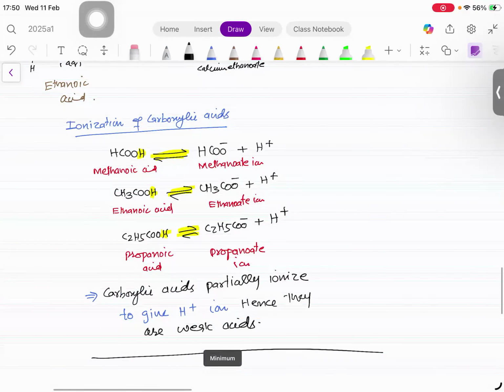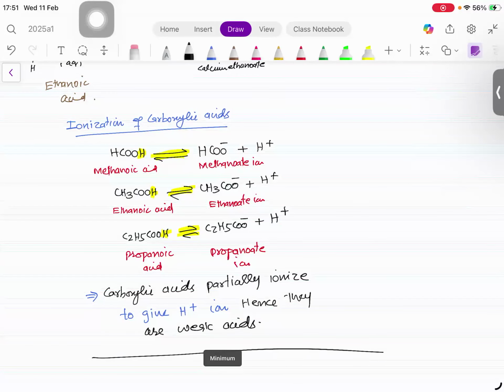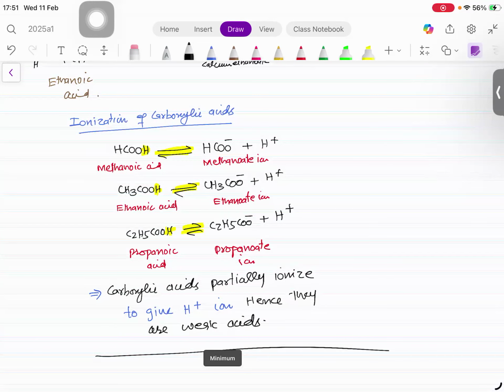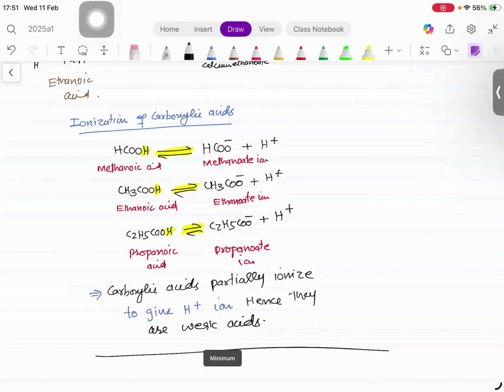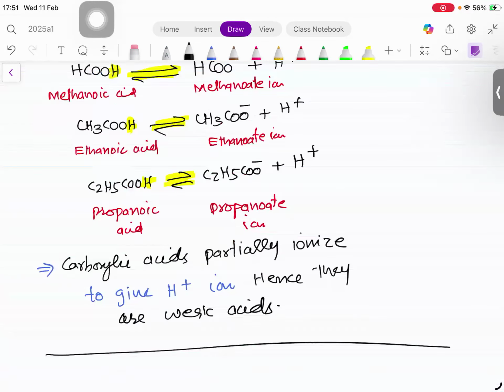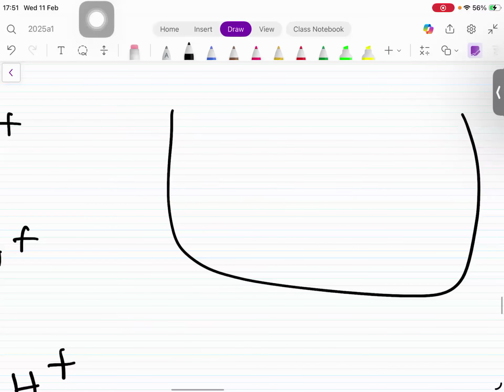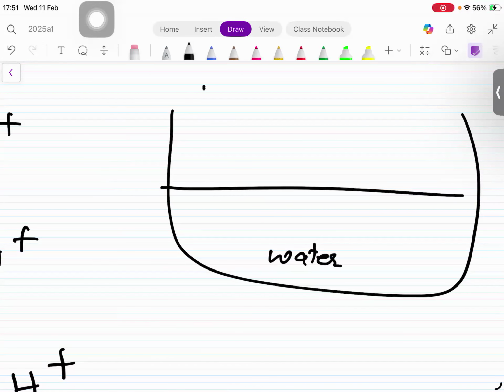And for partial ionization, we have the reverse. And partial ionization means what? There are no such numbers; I am just going to put some numbers here to help you understand the meaning of partial. Look, for example, if this is a beaker and I have water here, and I take 100 molecules of HCOOH and put it here.